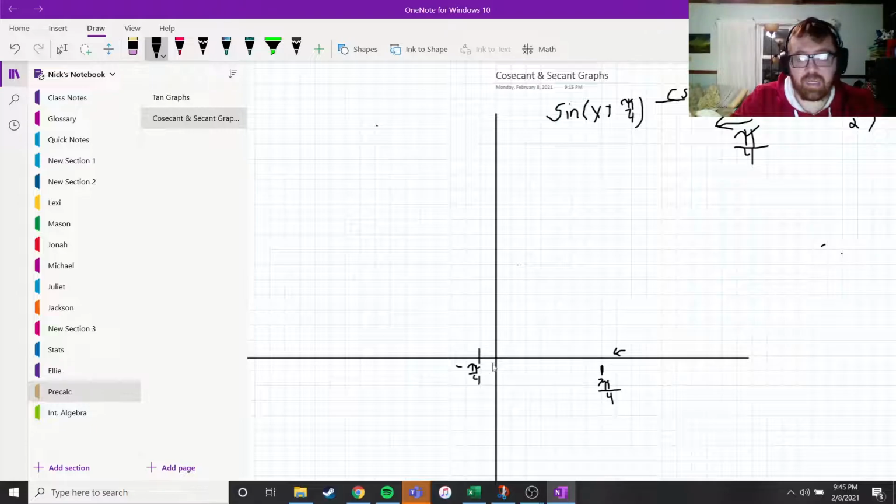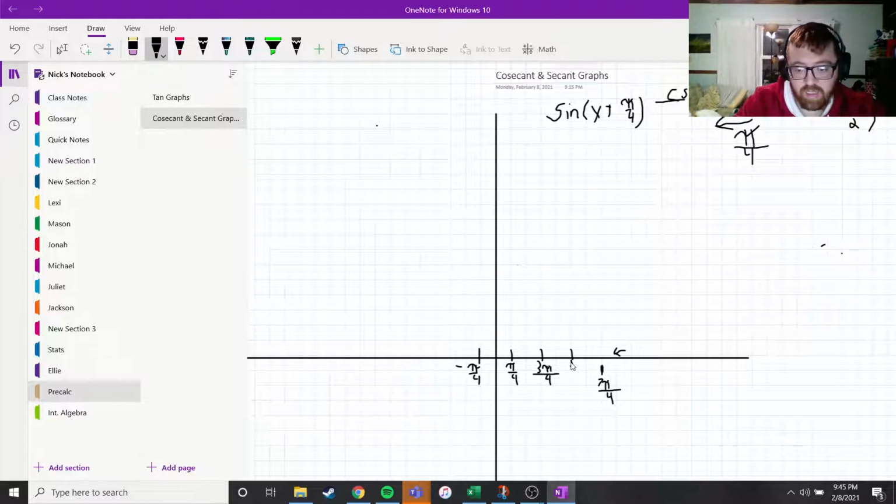Alright, now we need to split this up into quarters, right? So same kind of thing, we're going to do pi over 2. So negative pi over 4 plus pi over 2 is going to give us pi over 4. And then we're going to add 2 pi over 4. We get 3 pi over 4. Add another 2 pi over 4. 5 pi over 4.